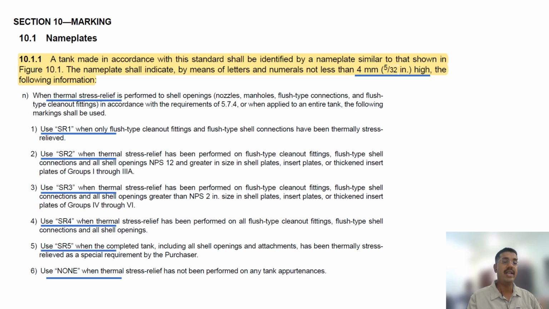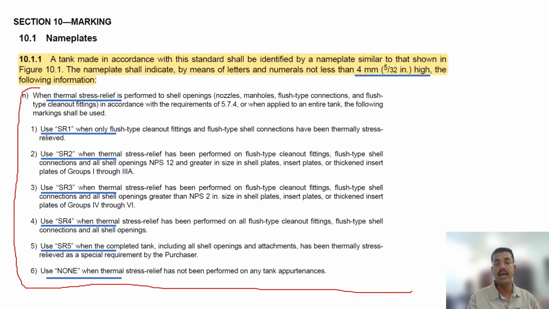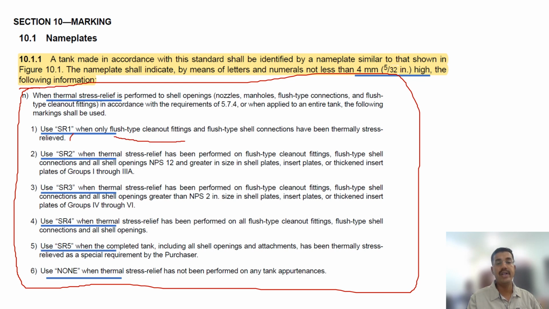Marking. This marking, no need to remember. Okay, this is nameplate marking. You have to refer to this one because this question usually comes in the open book. They will give something like that. Use SR1 when only flush-type clean-out fitting and flush-type shell connection have been thermally stress relieved. If it is like that, then on the nameplate we have to write SR1. If something else, SR2, SR3, SR4, nothing to remember. You only have to follow the nameplate and remember where it is in the code book. Okay, it is an open book question.